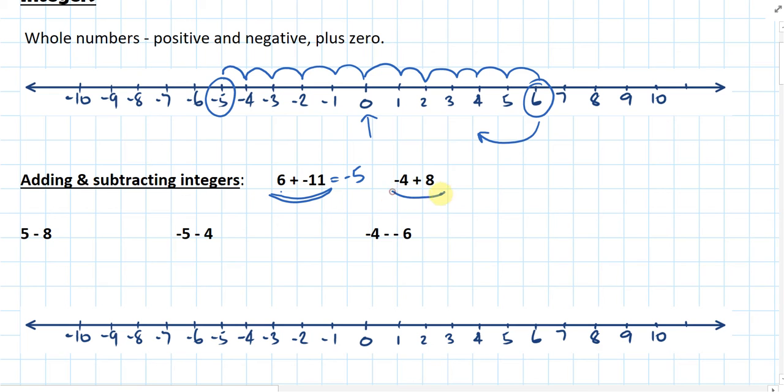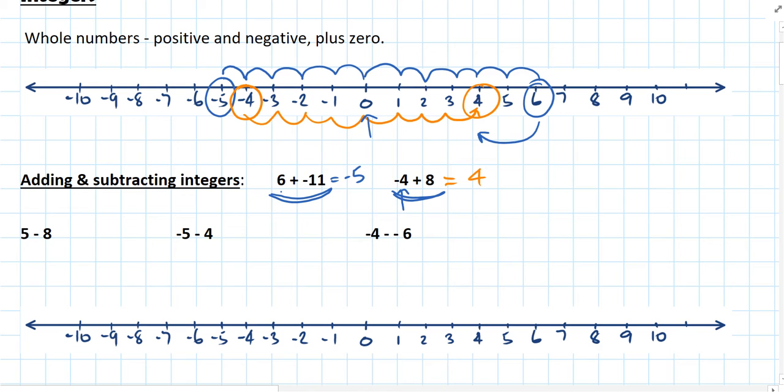This next example here, we've got negative 4 plus 8. So we're going to start at negative 4. So negative 4 is here. We're going to add 8. So 8 there, that's positive 8. So adding 8, we're going to jump up the number line to the right of negative 4. So 1, 2, 3, 4, 5, 6, 7, 8. So we end up at positive 4, or just 4.